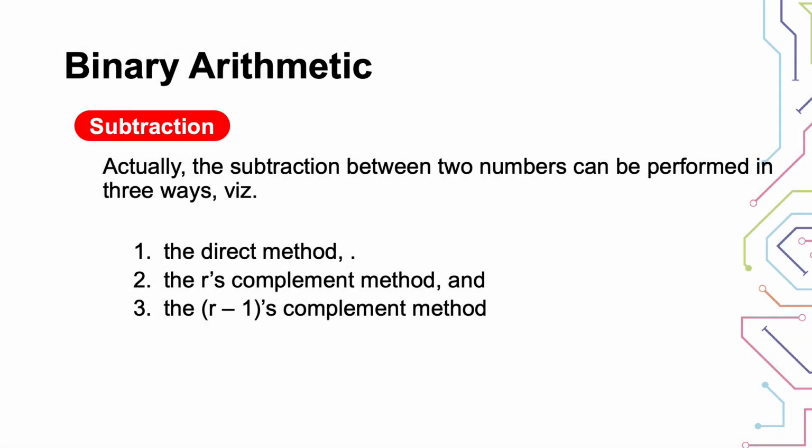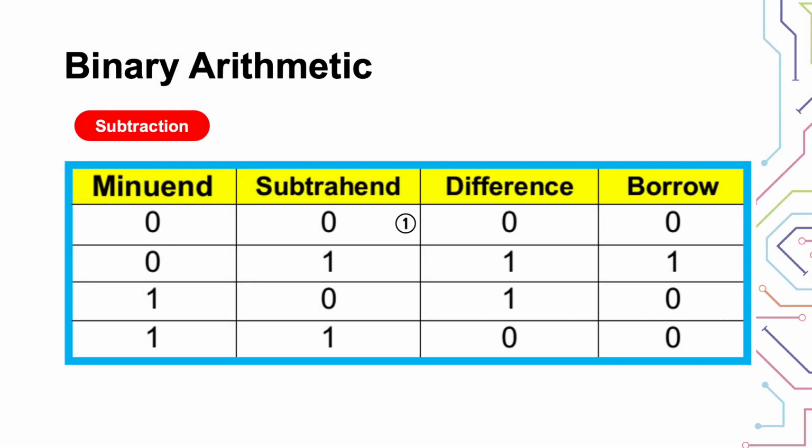So, next na naman tayo na arithmetic binary operation. Next is itong binary subtraction. So, in 3 ways, it can be performed. First, by direct method, the R's complement or two's complement method, and pwede din yung radix minus 1 complement method. So, let's get started by understanding first paano natin i-approach yung every bits.